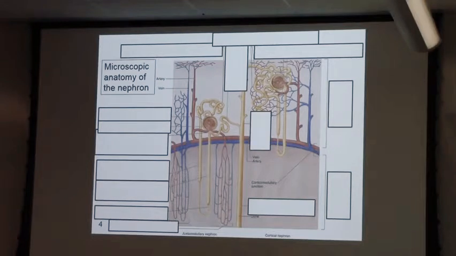Well, maybe I'll start pointing out things. Okay. Well, you choose one. This little elbow is the juxtaglomerular apparatus, and inside the distal tubule here is the macula densa.